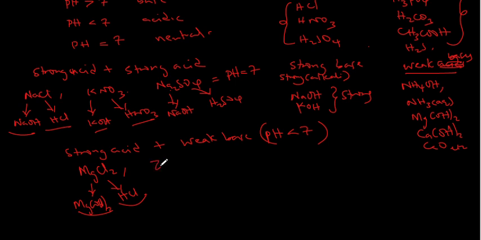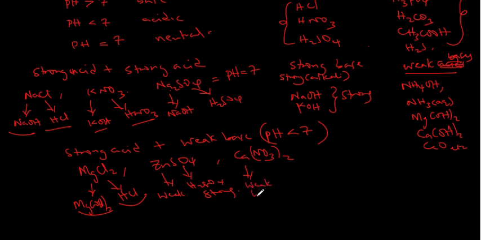Another example can be zinc sulfate. Zinc is coming from a weak base. Remember, only sodium and potassium are seen to be strong. Don't forget, any other metal forms a weak base. Now SO4 is from H2SO4, which is a strong acid. So all of these, we can see more. Let's say calcium nitrate. Calcium nitrate is the same thing. This is from a weak base, while nitrate is from a strong acid. All of them have a pH that is less than 7.